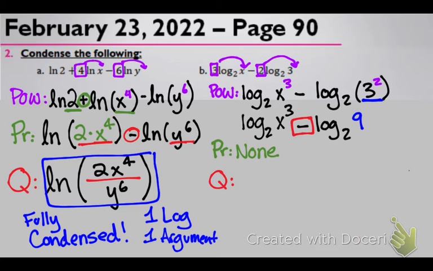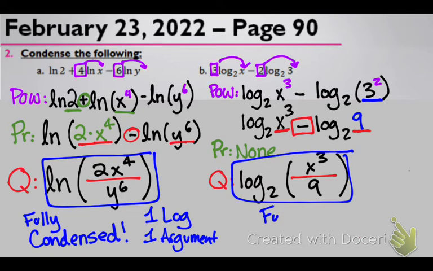And we said we did see subtraction. So our quotient rule for condensing tells us we're going to divide that first argument by the one after our subtraction sign. We have log base 2 of x cubed divided by 9. Are we fully condensed? Yes, that is fully condensed. We only have one log and one argument.